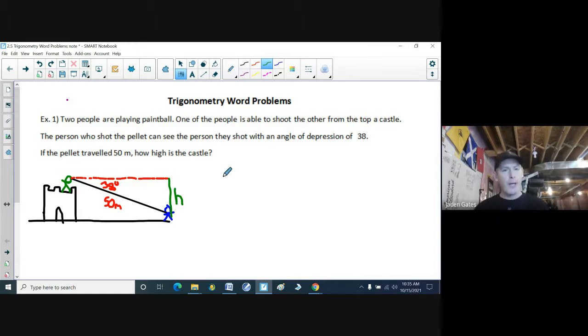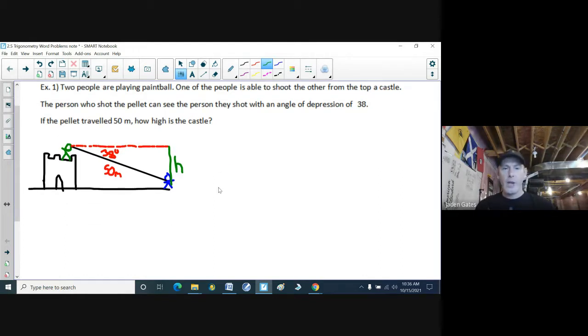So 2 people are playing paintball. One person is able to shoot the other from the top of a castle. The person who shot the pellet can see the person they shot with an angle of depression of 38 degrees. Okay, so they're straight away, down 38 degrees. If the pellet traveled 50 meters, which is that black line, how high is the castle, which is a green line? All right, we got everything.